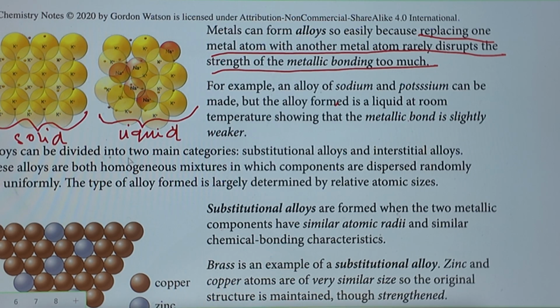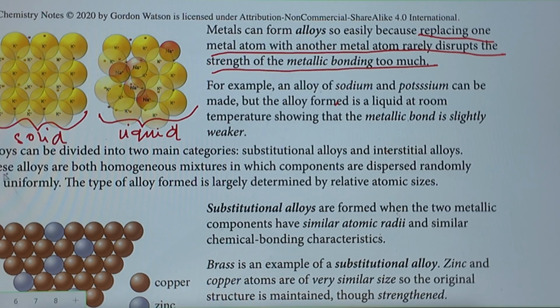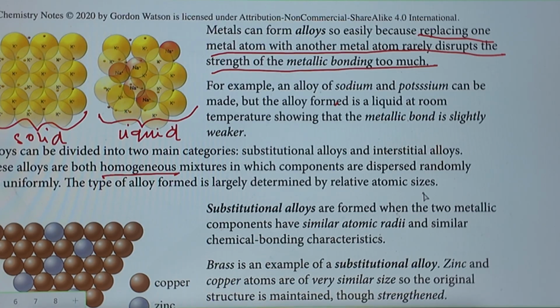Okay. Alloys can be divided into two main categories: substitutional alloys and interstitial alloys. So we should know what that is by the end of this. These alloys are both homogeneous mixtures. Homogeneous just means one thing in the mixture, in which components are dispersed randomly but uniformly. The type of alloy formed is largely determined by relative atomic sizes.